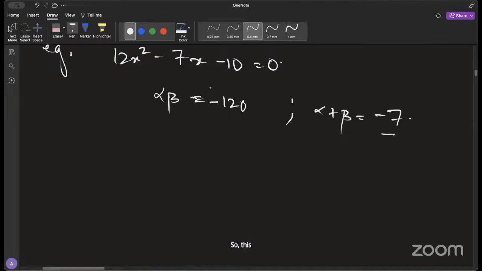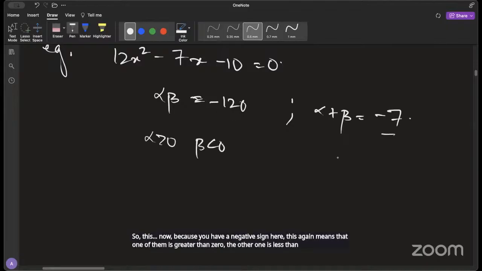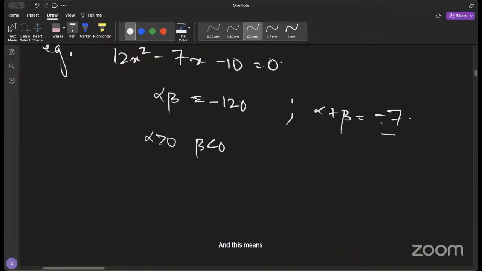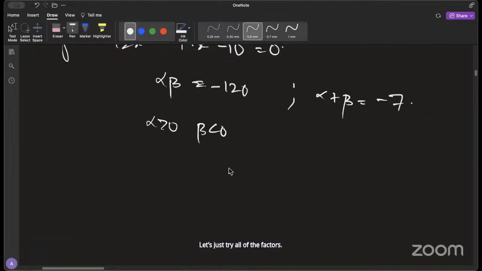Now because you have a negative sign here, this means that one of them is greater than 0, the other one is less than 0. Let's not get into this one. Let's just try all of the factors of 120, because it doesn't click right away, right?